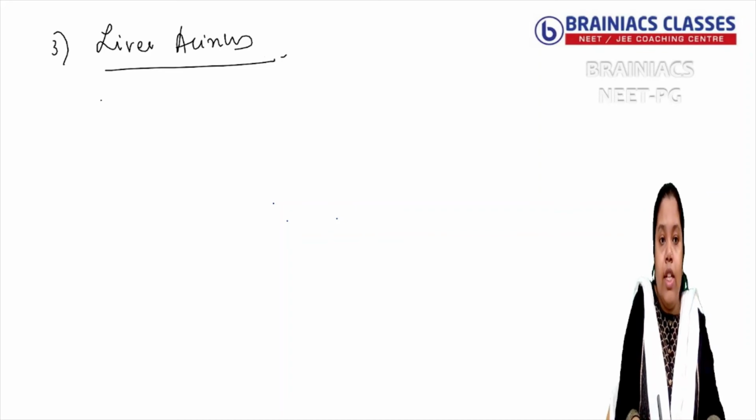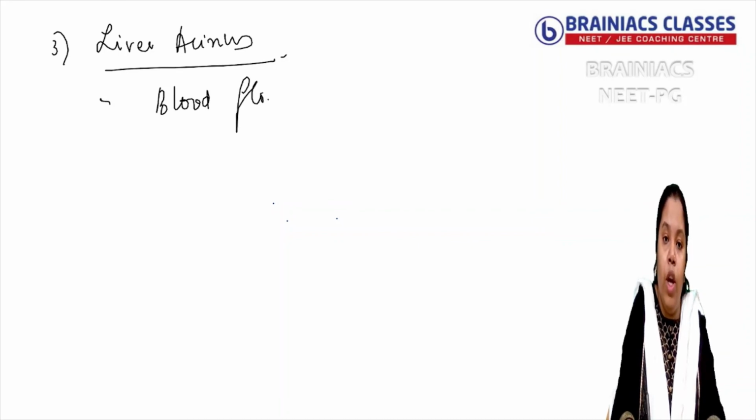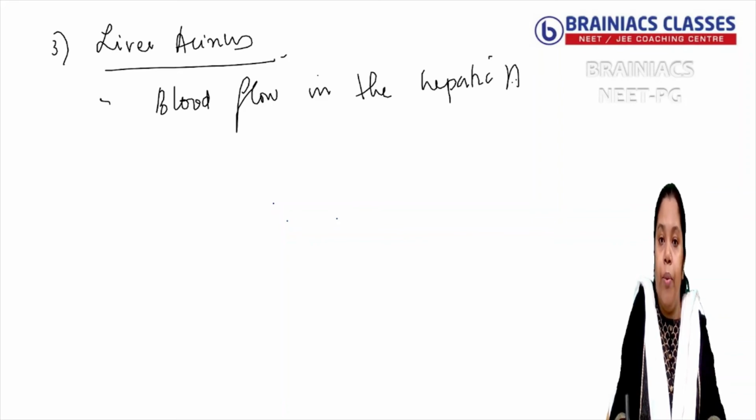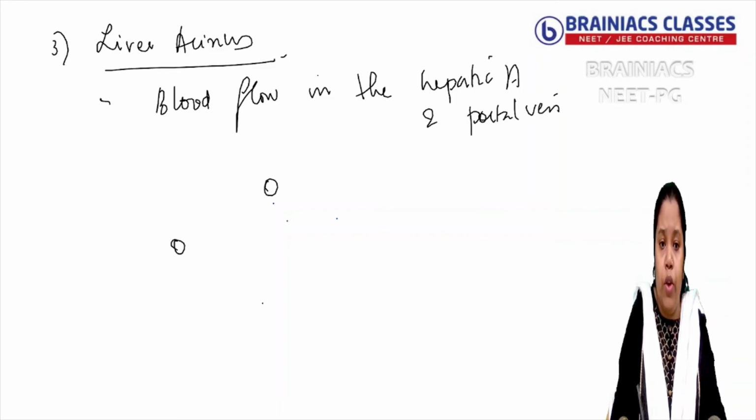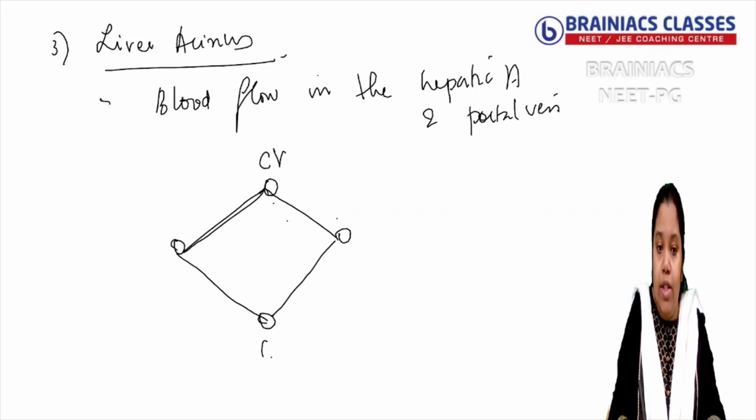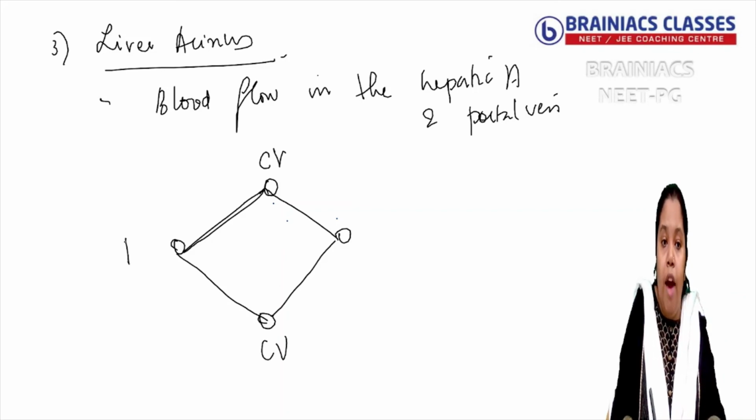In the liver acinus, the division or architecture is based upon the blood flow in the hepatic arteries and the portal veins. So if we take one central vein, one portal triad, another central vein, another portal triad, it will connect between the portal triads and the central veins. So on one side you will have the central vein, and on the other side you will have the portal triad.